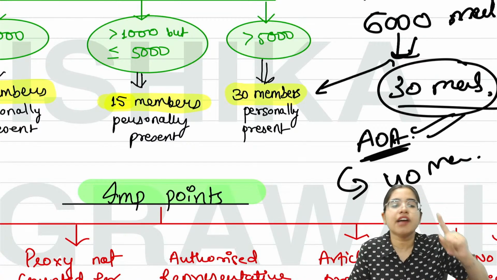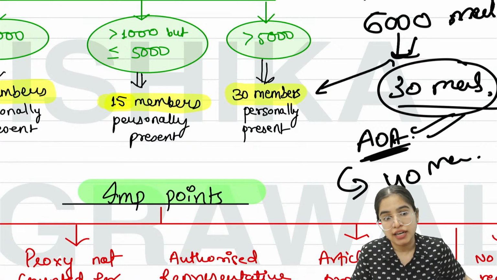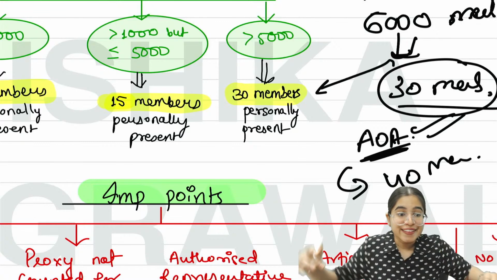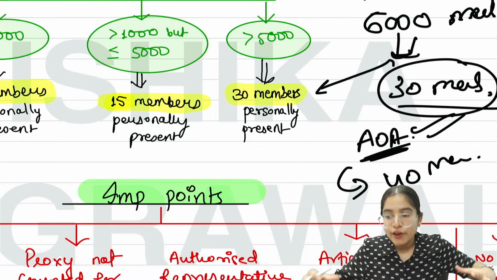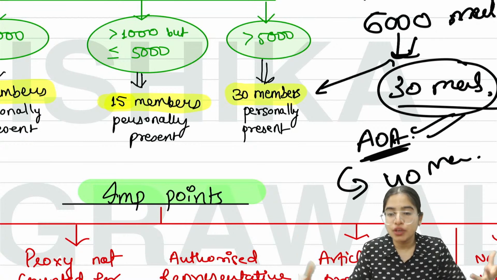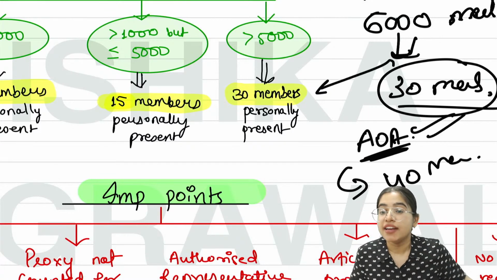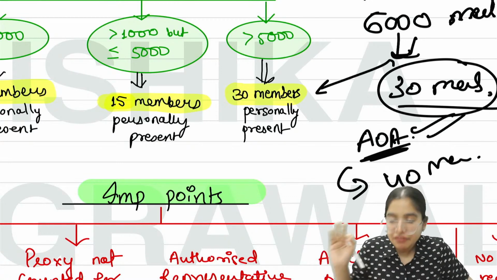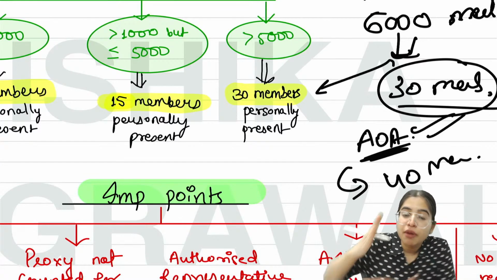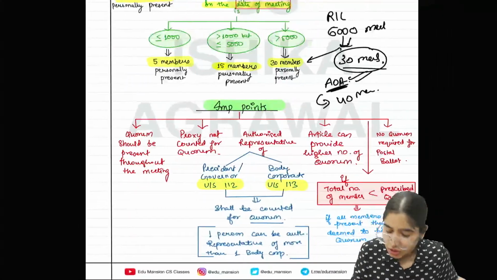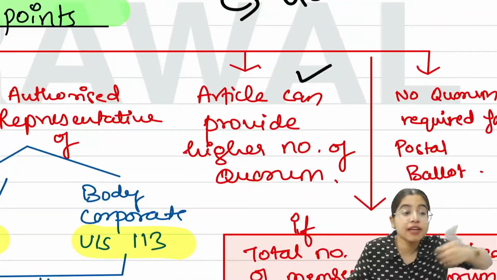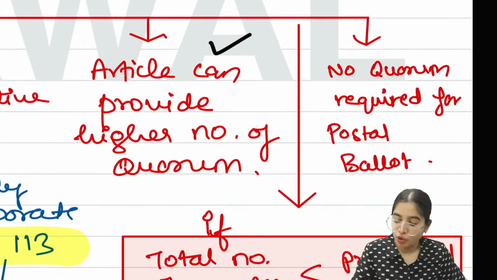You can prescribe higher quorum in the article, and in that case, that quorum you have to comply. If you want that the quorum should be 40, then the quorum will be 40, and in that case, the meeting will be conducted only if a minimum of 40 members are present. So that is why it is written here that article can provide for higher number of quorum.